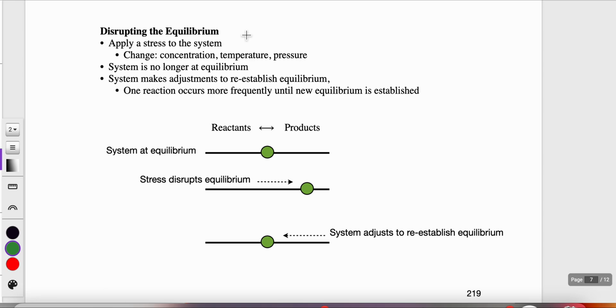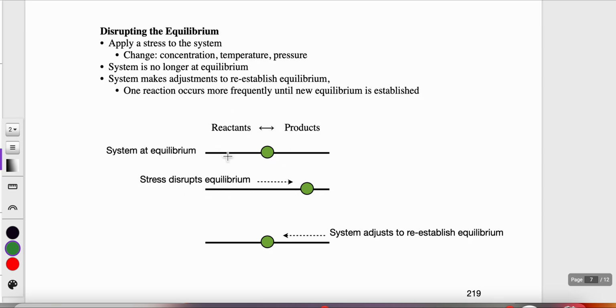A system has reached equilibrium, where all the concentrations remain constant and the forward reaction rate is equal to the reverse reaction rate. We can manipulate the system by disrupting the equilibrium, applying a stress, such as a change in concentration, the temperature, or pressure of the system, and then the system's equilibrium is disrupted.